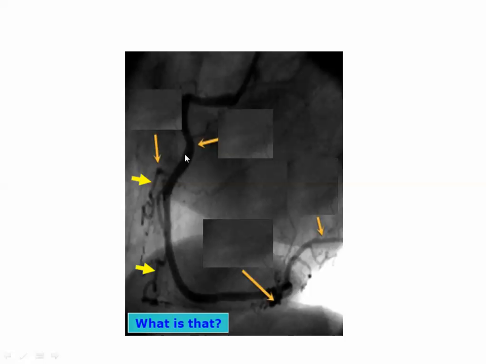So what's this vessel? RCA. Okay. What will this vessel be? SA node, the first one. This is the SA node. But what is this? RV marginal, acute marginal. And this is the acute marginal. Okay? This, what?